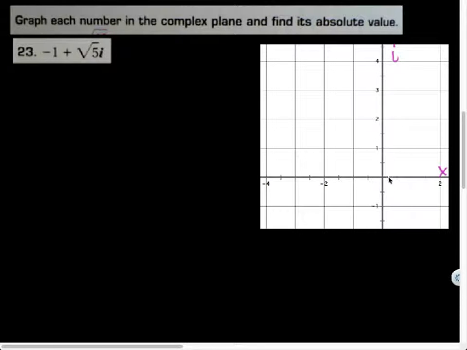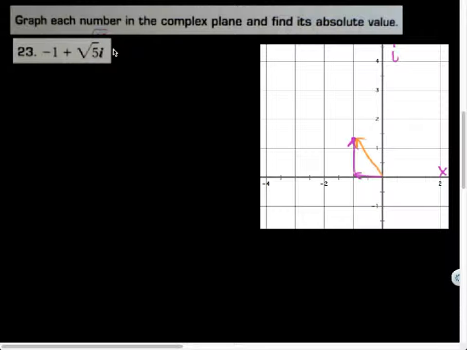So in order to graph this, I would go left 1 and then up the square root of 5. Square root of 5 is going to be bigger than 2, less than 3. We might as well get a decimal approximation of it while we're at it. Square root of 5 is 2.236. So left 1, up 2.236. Somewhere right there is where I would find that, right? So I went that distance and that distance. If I want to find the modulus of this, that's essentially just the hypotenuse of this little right triangle.